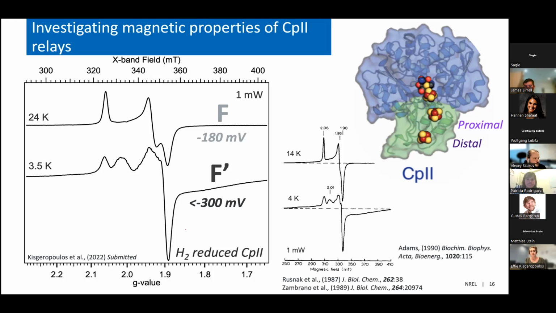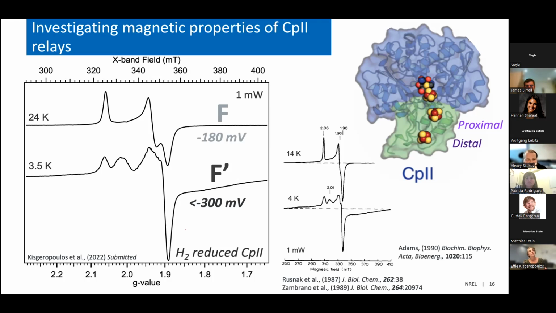So those two pieces of evidence together led to this lower temperature signal that I have shown here being ascribed to the F prime cluster, as I'll call this second lower potential cluster. And like I said, it's bracketed at some potential lower than minus 300. So this is where we're at, right? Or this is the current proposed model here.